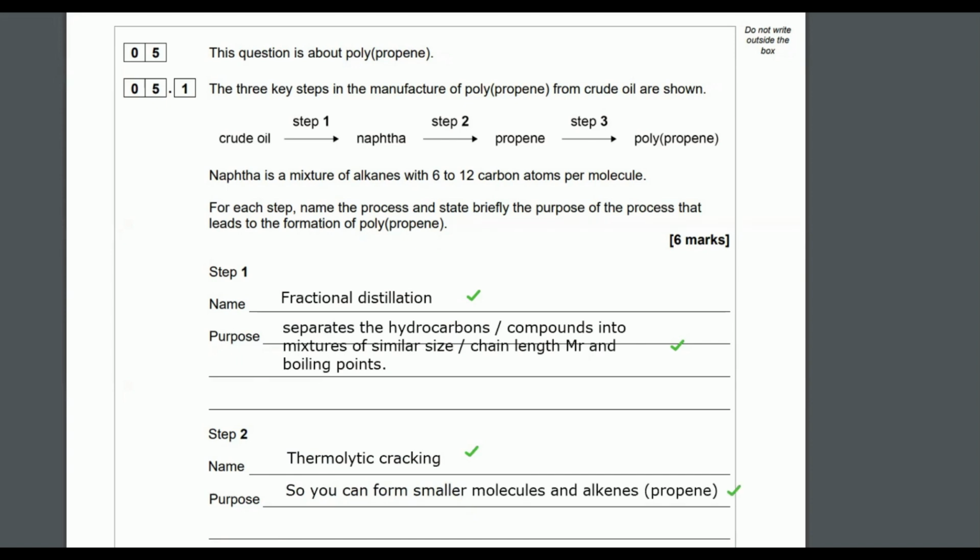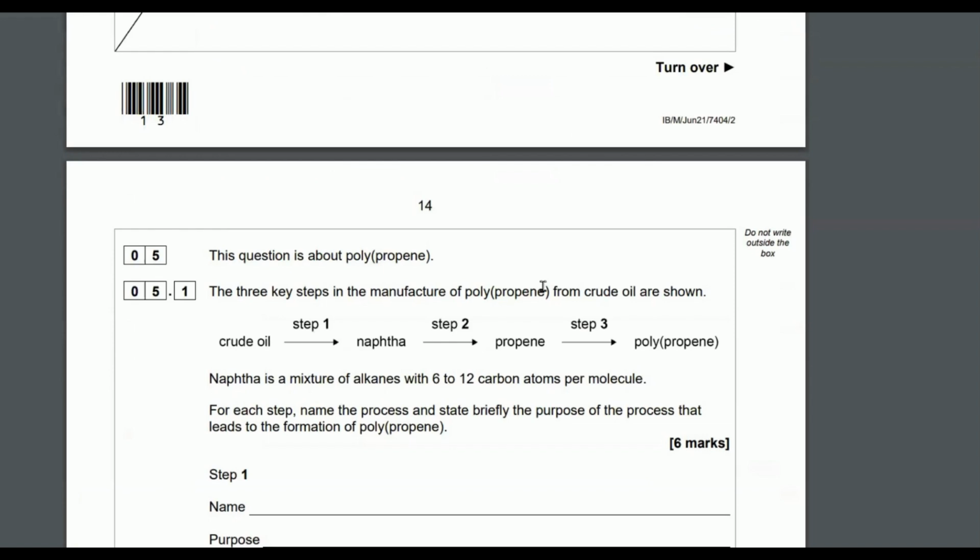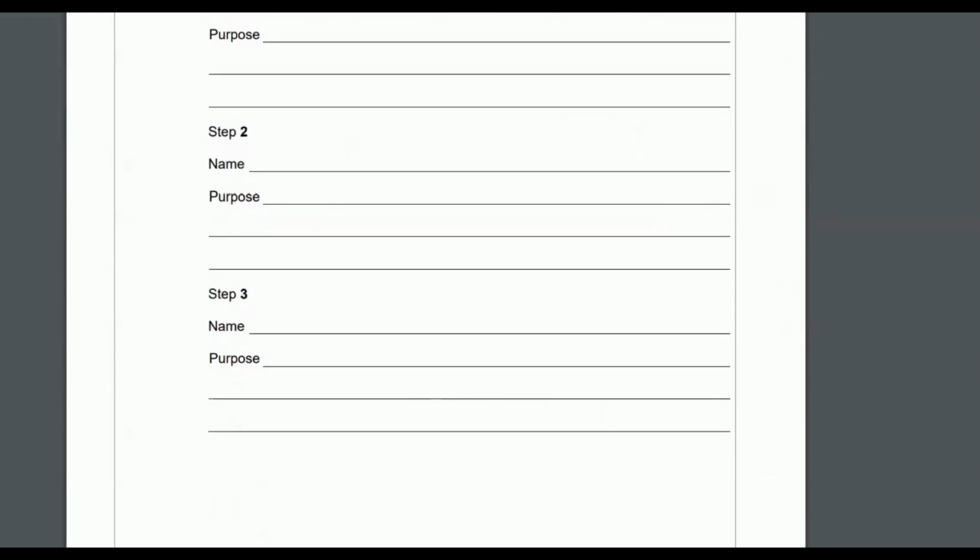Then step 3, we want to take propene and turn it into polypropene. That is called addition polymerization. And what we do there is we take the monomers, the small alkenes, and we join them together. High pressure, catalyst, whatever you need for that. But we don't need to state that here. We just need to say addition polymerization. And the purpose is to take small molecules and join them together to make a long molecule, a polymer. So join small alkenes or monomers together to make a polymer.